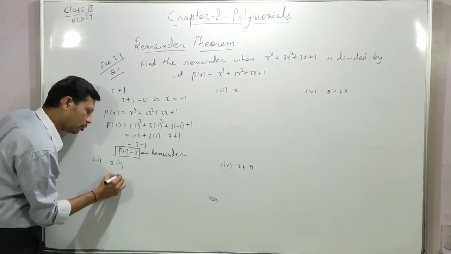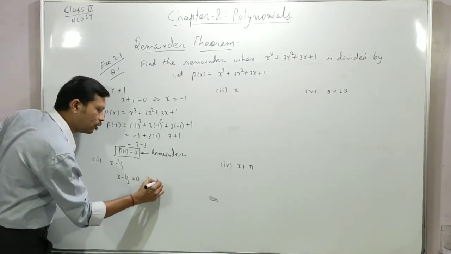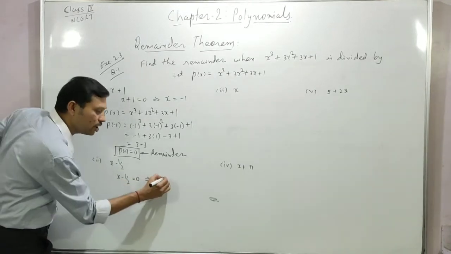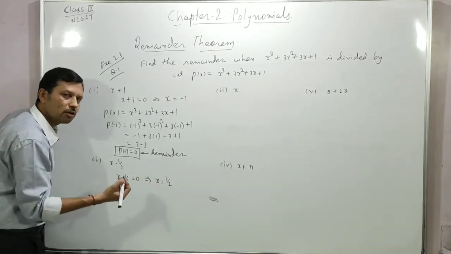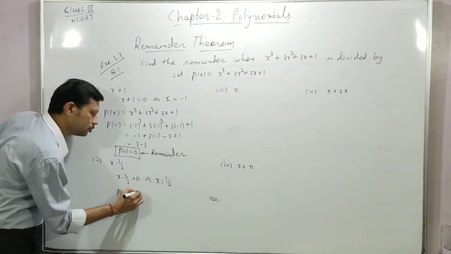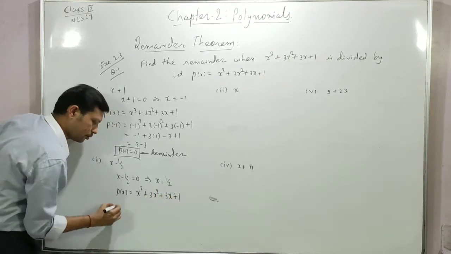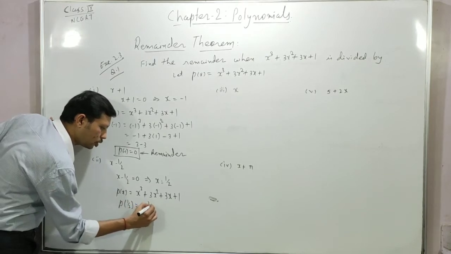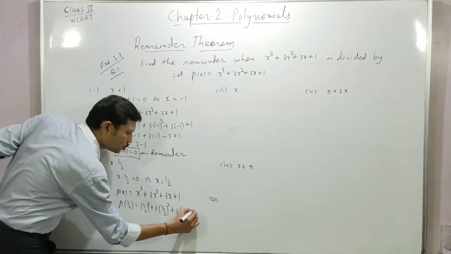Now here again this polynomial x minus 1 by 2, that we have to take as a divisor, that we will compare with 0. So what value of x will we get? So x equals 1 by 2, when shifted to the right side, it will be positive. Okay children? Now simply this value we have to replace in our polynomial and we will get the remainder. So polynomial p of x is equal to x cube plus 3x square plus 3x plus 1. Now what value of x can we replace here? 1 by 2. So 1 by 2 the whole cube plus 3 times 1 by 2 the whole square plus 3 times 1 by 2 and plus 1.